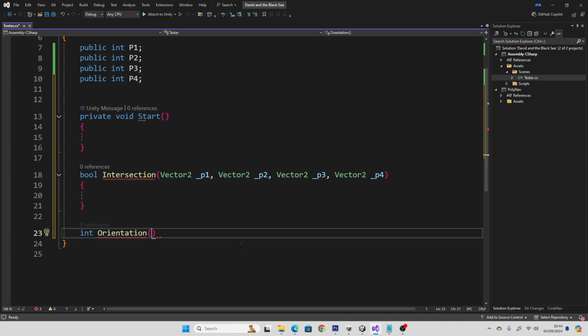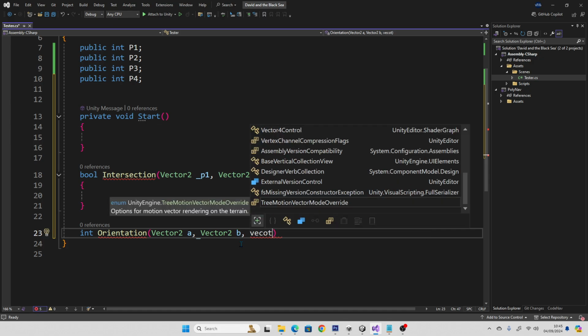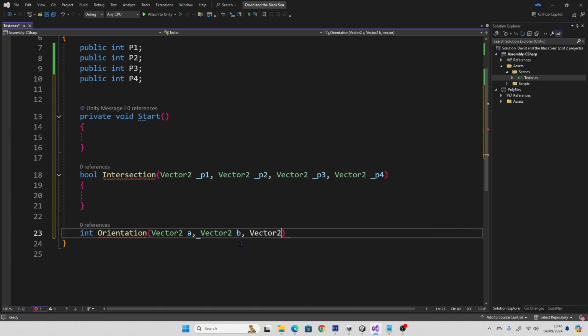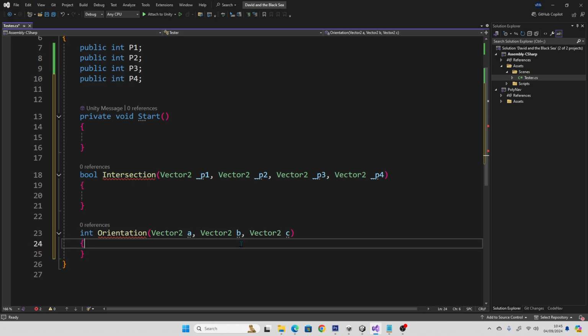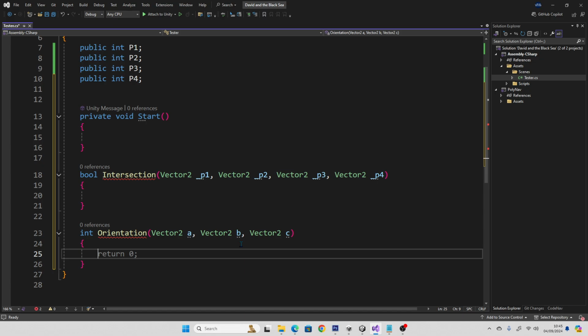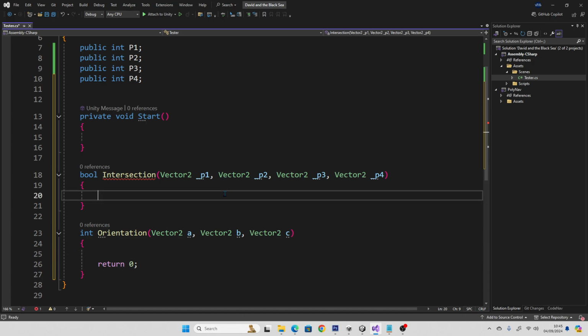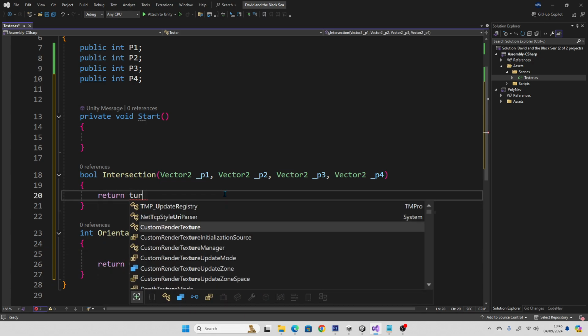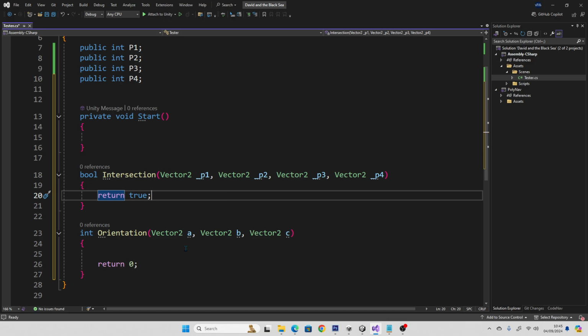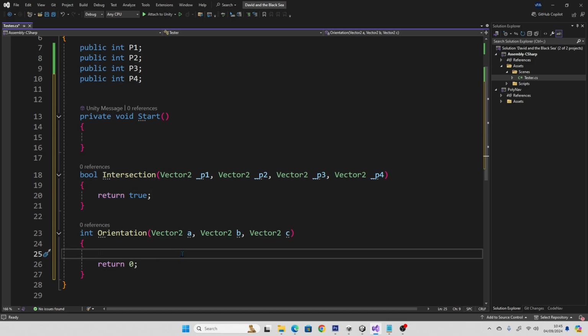And we're inserting 3 points. So vector 2, and I'm going to call these A, B, and C. Vector 2 B, vector 2 C. All right, and we did have our return 0. I'm just going to put that in there, and I'm going to say return true, just to stop them from giving errors. Okay, let's put that equation that we found in.